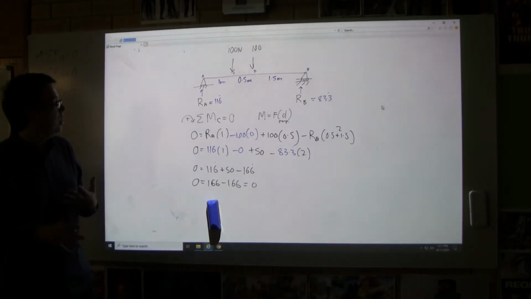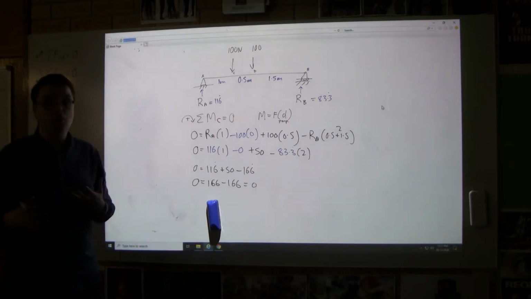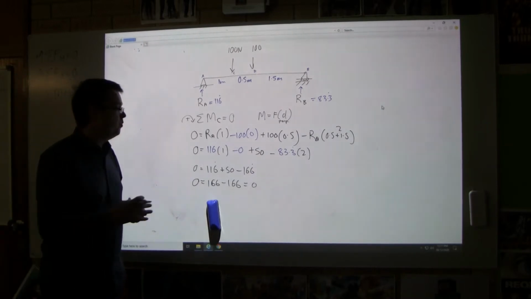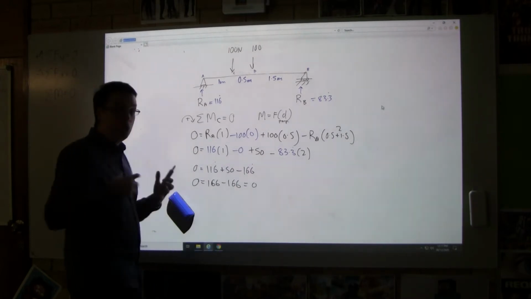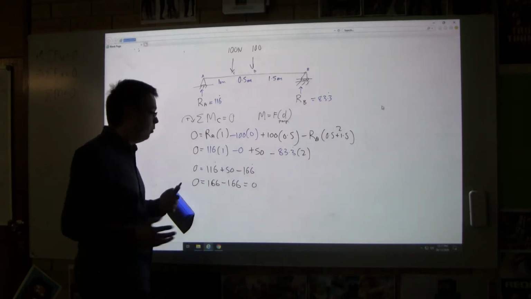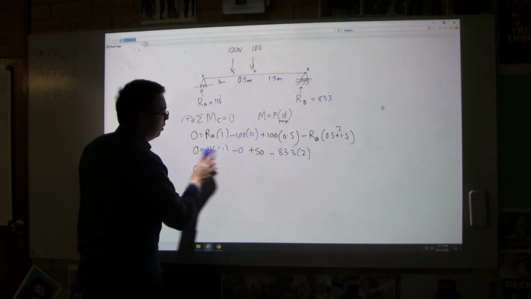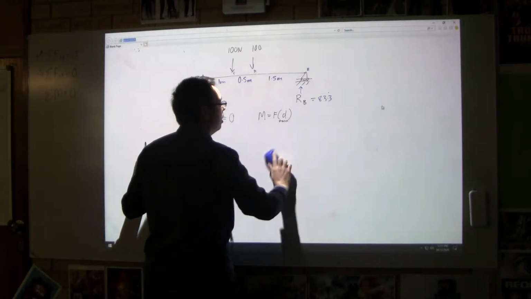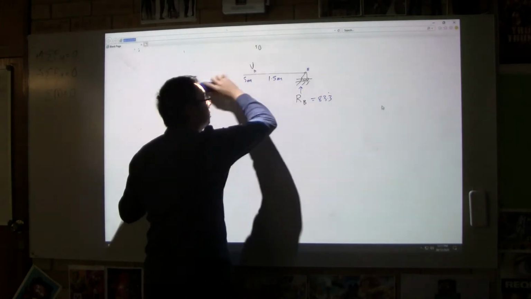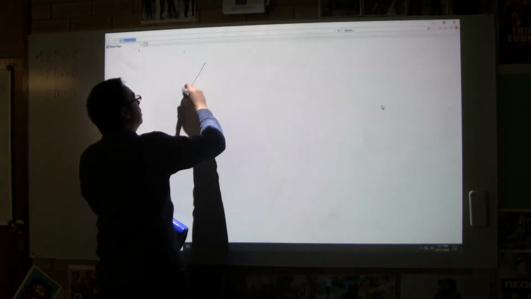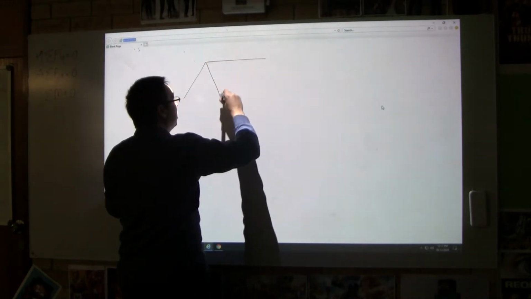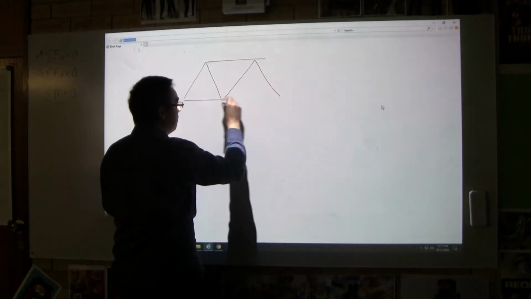Now, the next part is what we're going to do is we're going to build on this, and what we're going to do is we're going to solve trusses. And to solve trusses, first we always have to find the reaction anyway, right? But then, okay, we're going to use the simplest truss, which is a Warren truss.